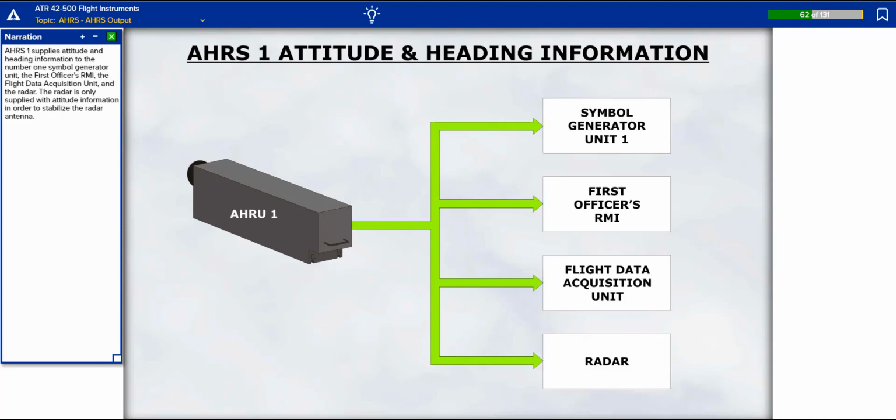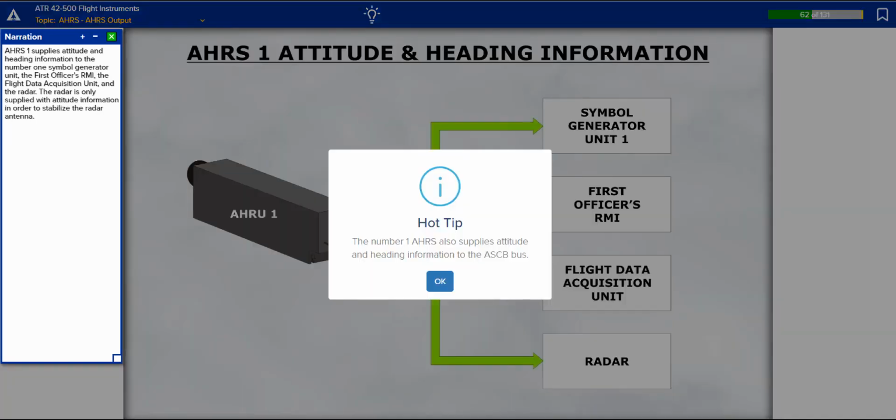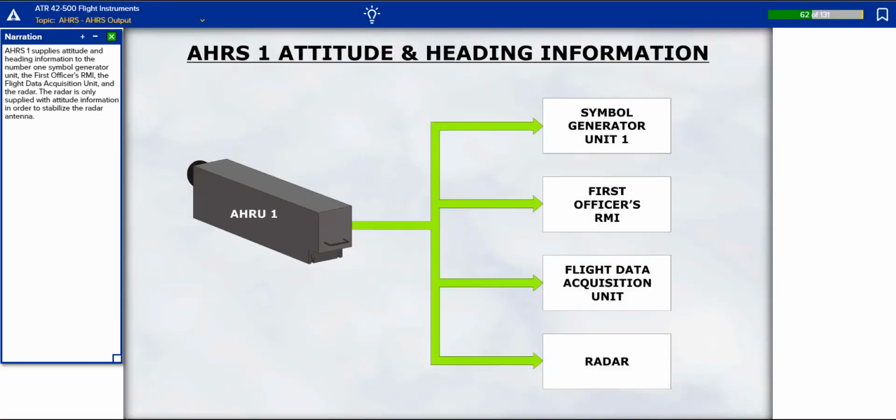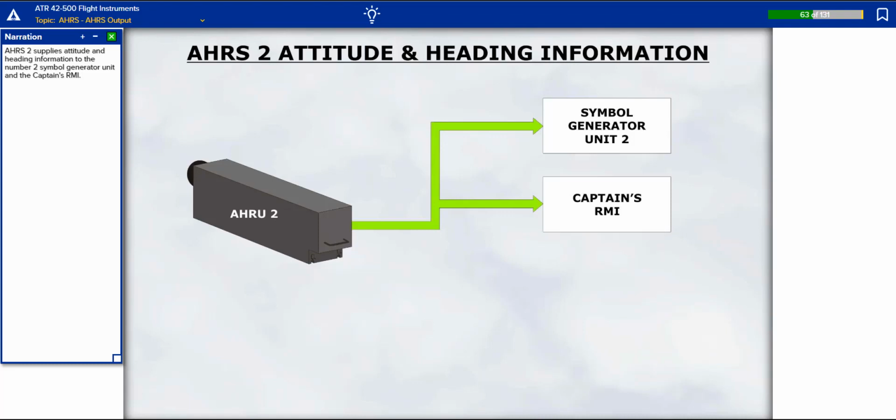AHRS-1 supplies attitude and heading information to the number 1 symbol generator unit, the first officer's RMI, the flight data acquisition unit, and the radar. The radar is only supplied with attitude information in order to stabilize the radar antenna. AHRS-2 supplies attitude and heading information to the number 2 symbol generator unit and the captain's RMI.